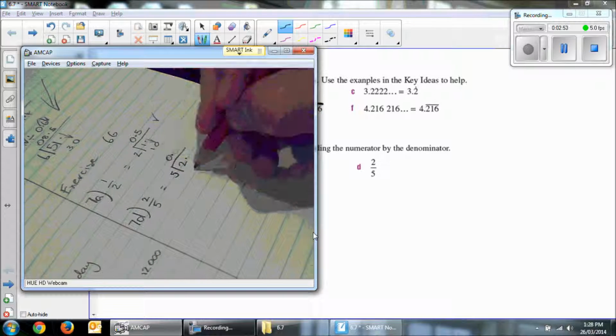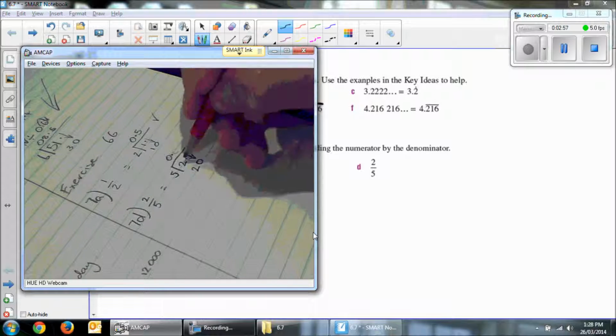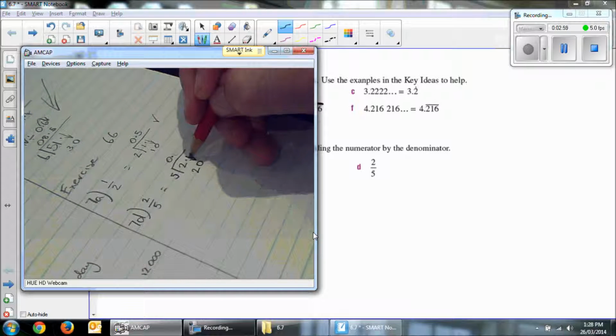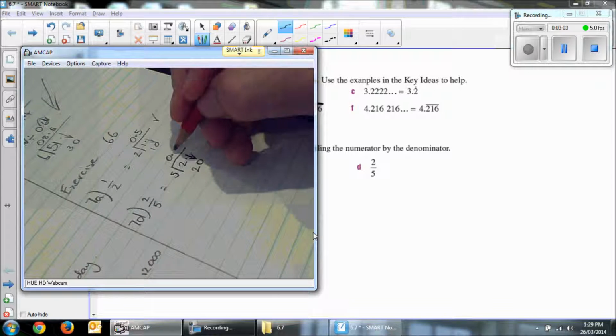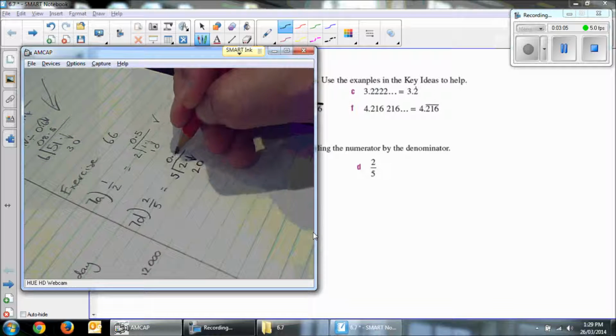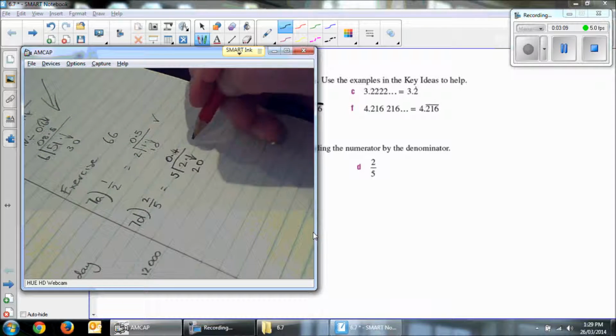All right, so we bring our 2 down and we bring the 0 down because the 2 is remaining, and then we bring down the 2 from the next decimal place. 5 goes into 20 4 times. Okay, so our answer for this one is 0.4.